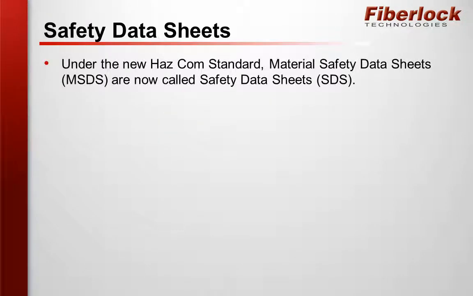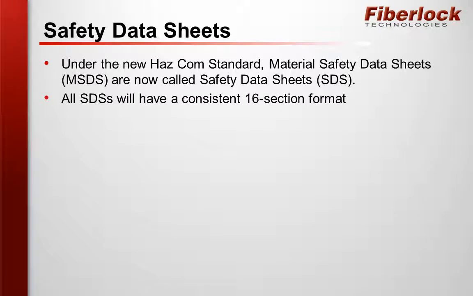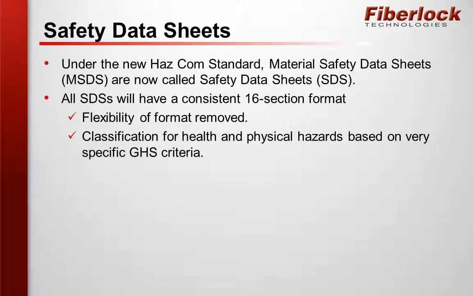Under the new Hazard Communication Standard, material safety data sheets are now called safety data sheets. All safety data sheets will have a consistent 16-section format. Therefore, the flexibility of formatting has been removed, and classification for health and physical hazards are based on very specific global harmonization system criteria. Manufacturers, importers, and distributors may begin using the new 16-section formatted safety data sheet at any time, but no later than June 1st, 2015.